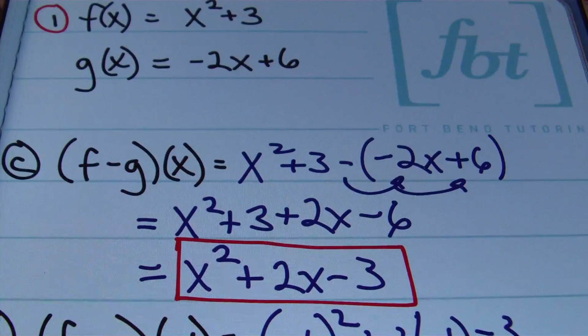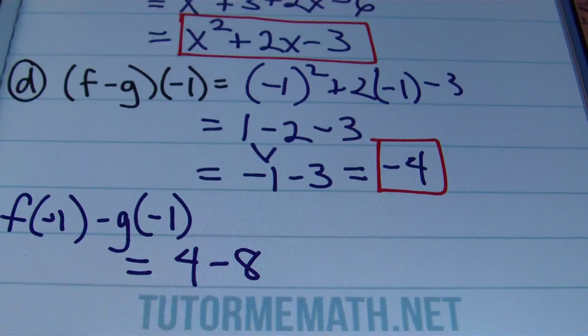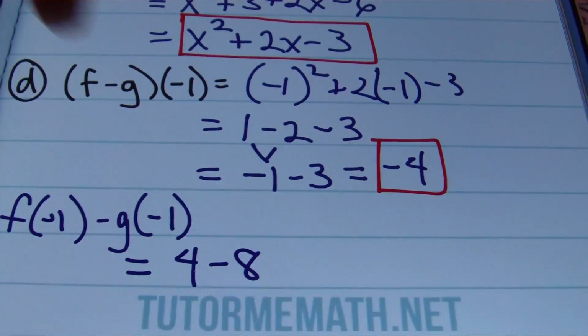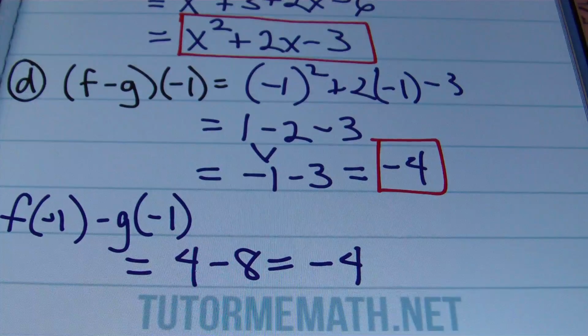So plugging in negative 1 into our g function, we'll have negative 2 times negative 1, which is a positive 2, and then 2 plus 6 is always 8, right? So let's go ahead and say that we have 8 here for our g of negative 1. So then simplifying this, 4 minus 8 is going to be negative 4, which is my answer, and done.